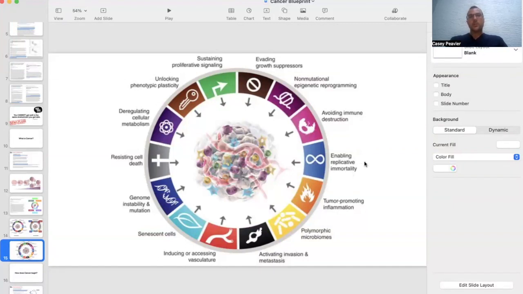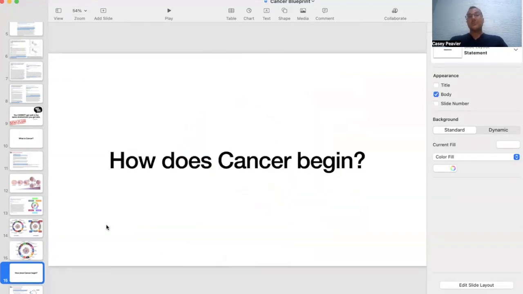Again, this is from a very conventional way of looking at cancer. We're next going to look at how cancer, or how we think cancer, begins in the next episode.